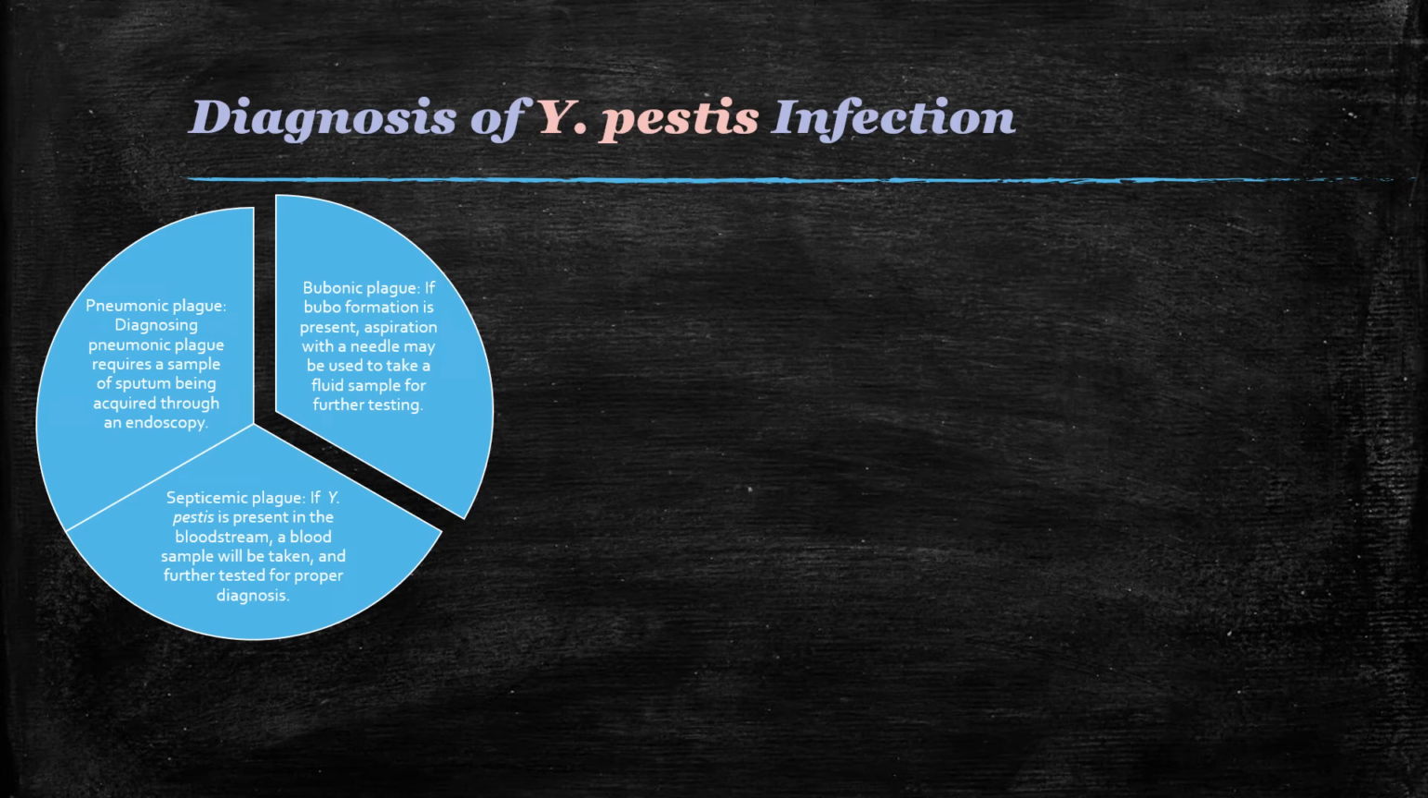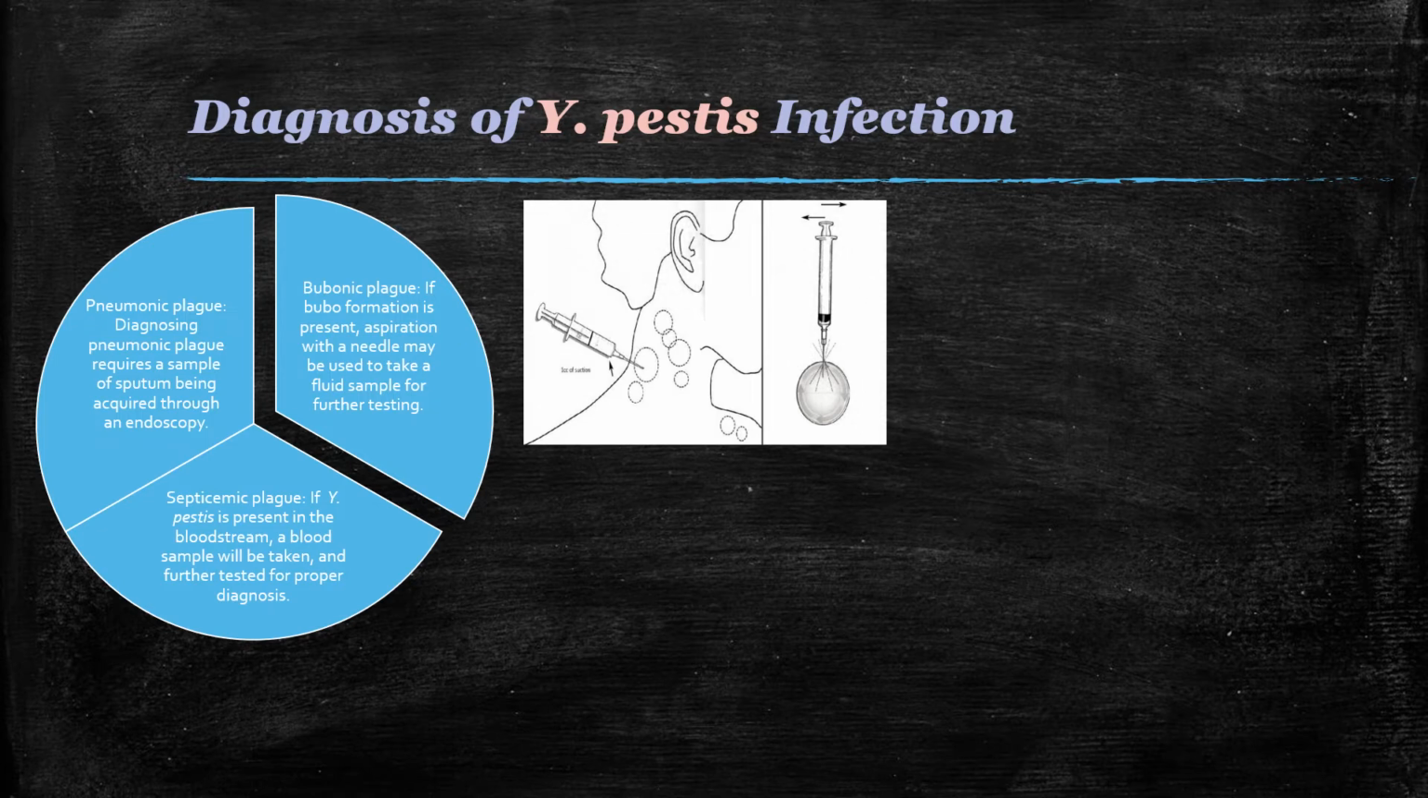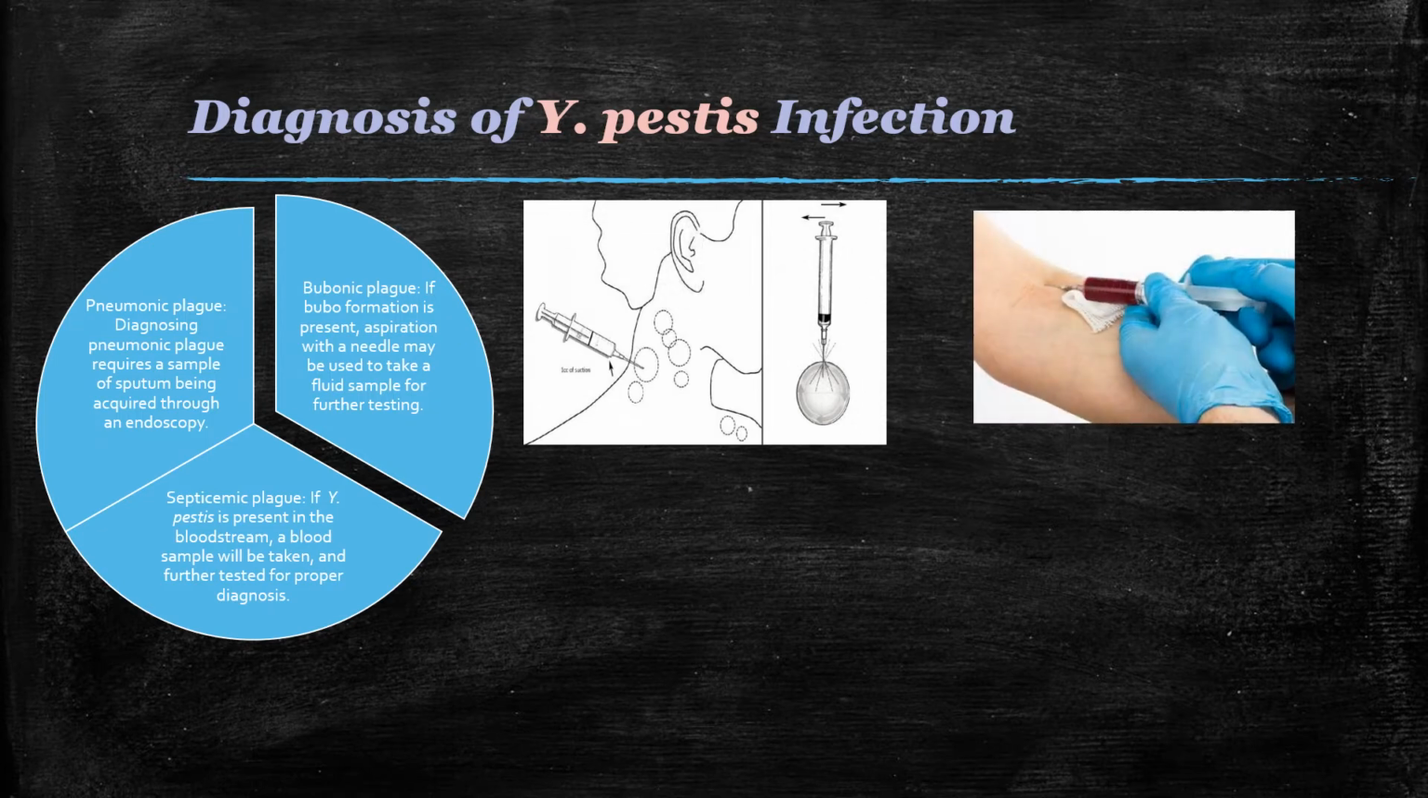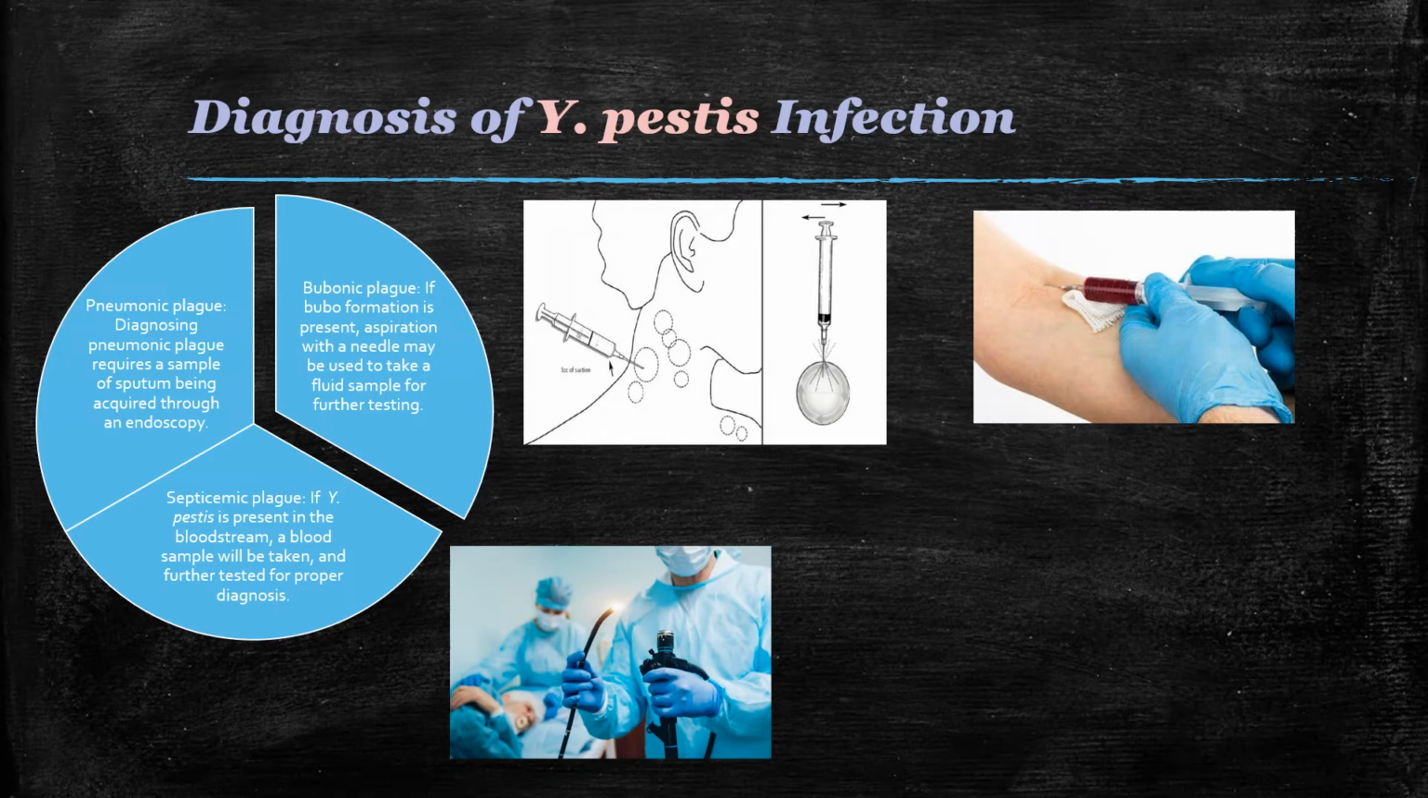Diagnosing Yersinia pestis infection depends on the form of plague that the patient may have or may be enduring. If you're dealing with bubonic plague, doctors may use needle aspiration to take a sample of the swollen, painful lymph node from the patient. For septicemic plague, since the infection is already present in the circulatory system, a blood draw might be commenced in order to understand what's contained in the blood.